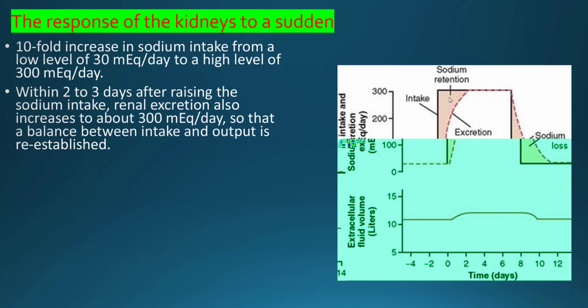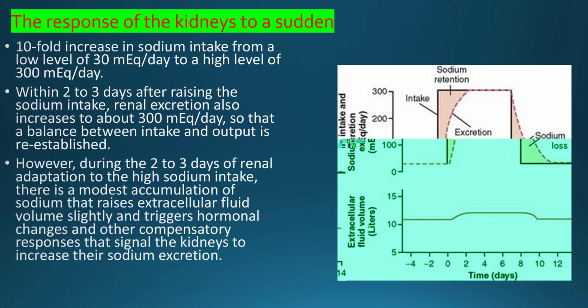At first, when the sodium intake is increased, the kidney doesn't respond for 2 to 3 days, so the sodium concentration increases in the body. But after 2 to 3 days, adaptation of the nephron, or the excretion power of the kidney, balances with the intake and starts increasing excretion of sodium. It comes again to baseline and the balance between intake and output is maintained.